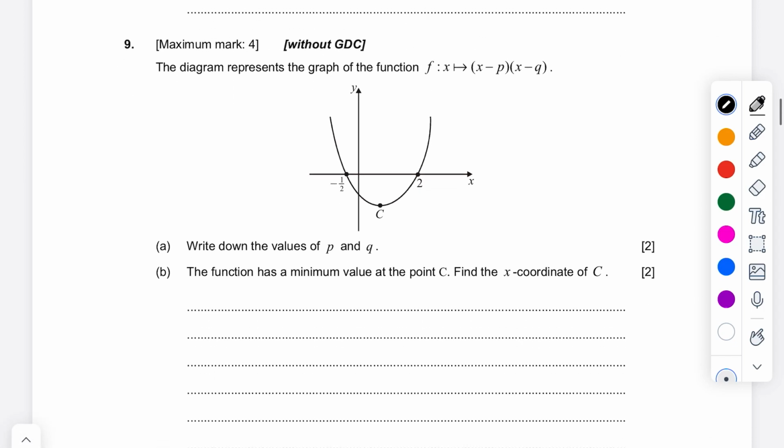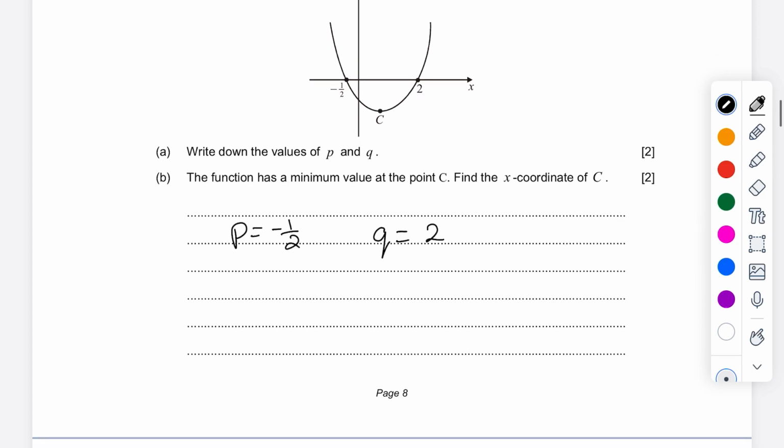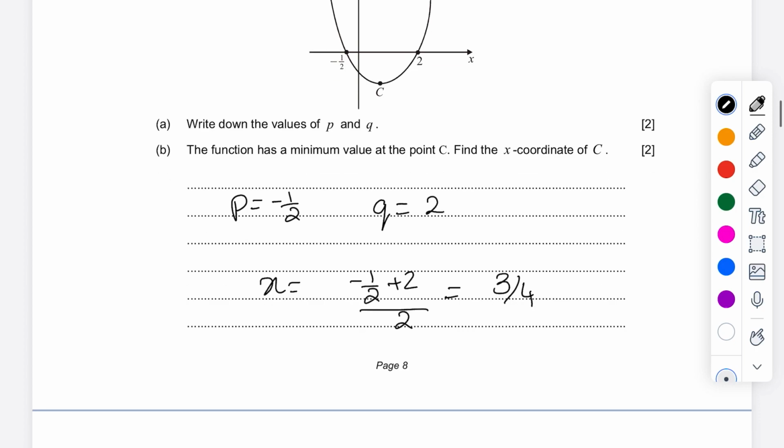Now question number 9. The diagram represents f of x equals (x minus p) times (x minus q). Find the values of p and q. So p is negative 1 upon 2 and q is 2. The function has a minimum value at C. Find the x coordinate at C. So the x coordinate will be the midpoint of that one: negative half plus 2 divided by 2, which is going to be 3 upon 4.